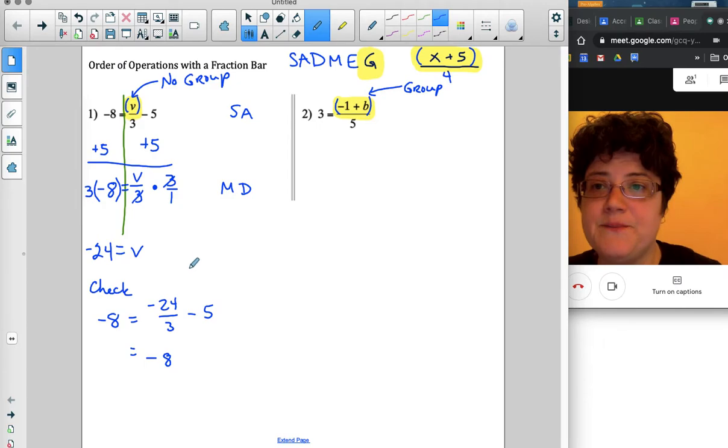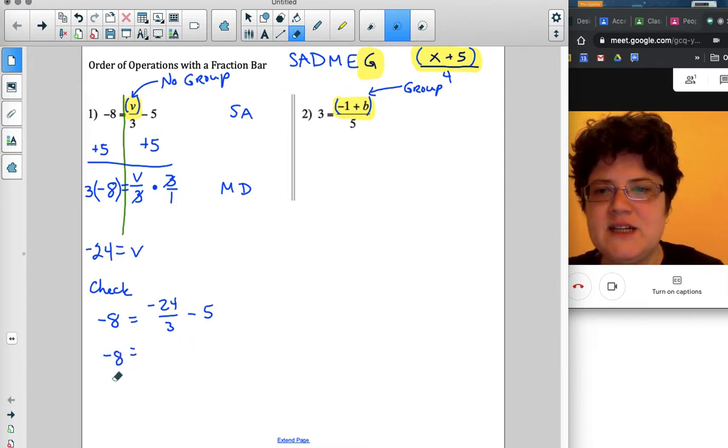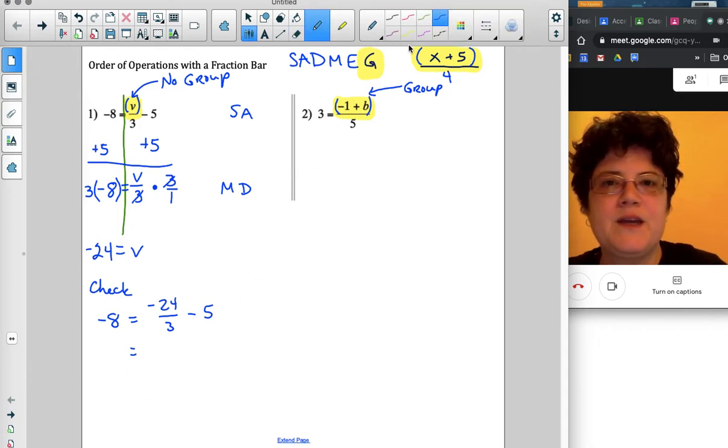Let's double check. So I must have made a mistake somewhere up here. Here's why I know I made a mistake, because I had negative 8 minus 5 is equal to negative 8, and clearly that's not going to be right. So let's take a look. Let's see if we can find my mistake. I'm going to come in with a different color, maybe green. Green feels like a good mistake. Oh, purple. Purple feels like a mistake color.